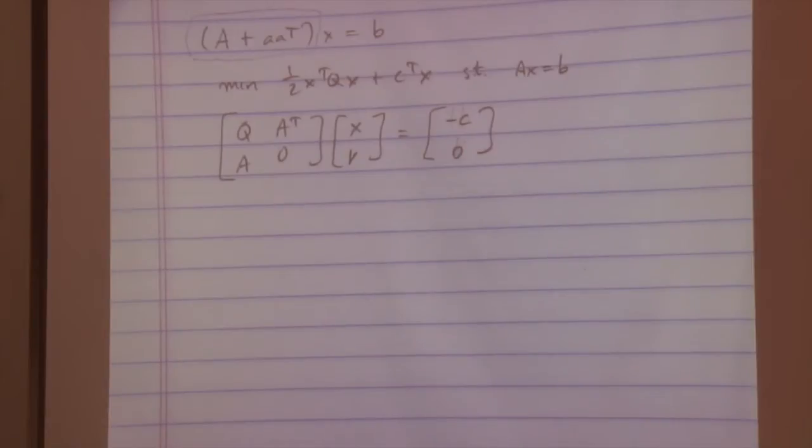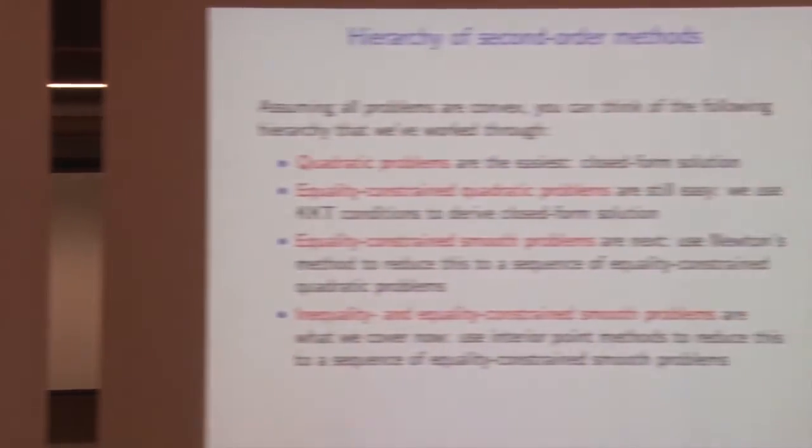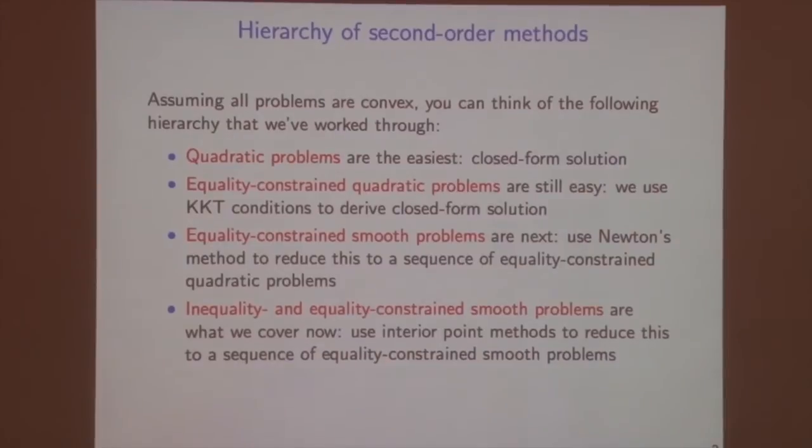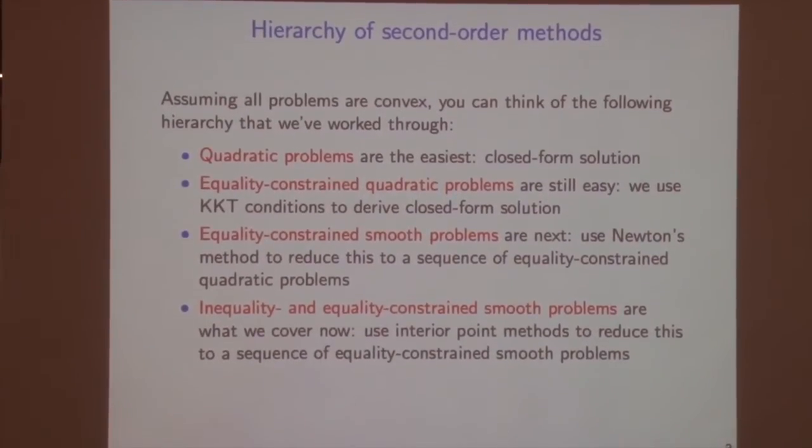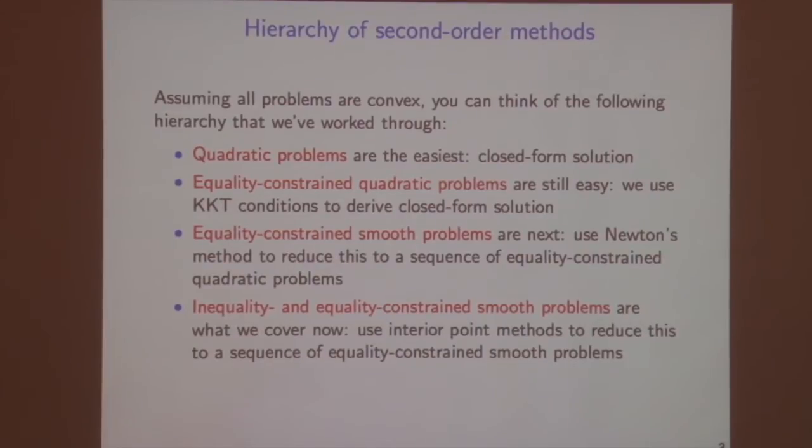Okay, so we can do quadratic problems. We can do equality constrained quadratic problems. Both of those are easy. What's the next level of the hierarchy? It's smooth problems. So if I have a function that's doubly smooth with equality constraints, I can use Newton's method to solve that, so we learned last time. And why is that the next level in the hierarchy? It's because we basically turn those into a sequence of equality constrained quadratic problems.